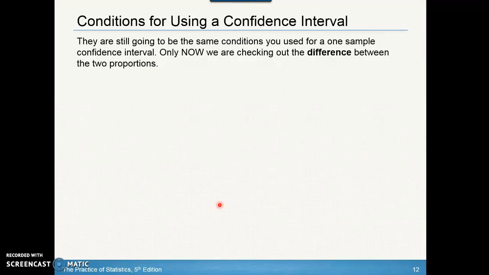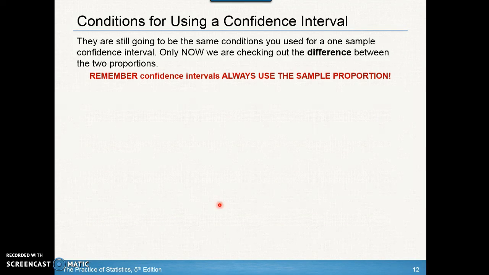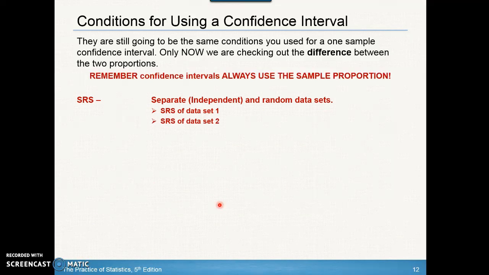Now, there are still going to be the same conditions that we use for a one-sample confidence interval. Let's say we want to use a confidence interval to check it. However, now we're checking the difference between the two proportions. So what do the conditions look like if I'm going to use a confidence interval for a test of significance? Remember, confidence intervals always use the sample proportion. Always, always, always, because that's all we have. We're using the sample to estimate the population.